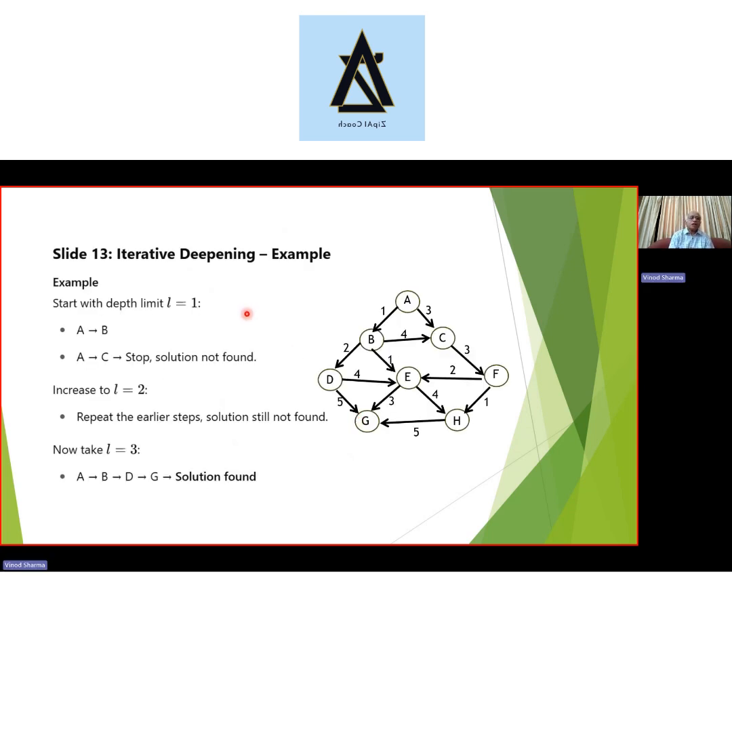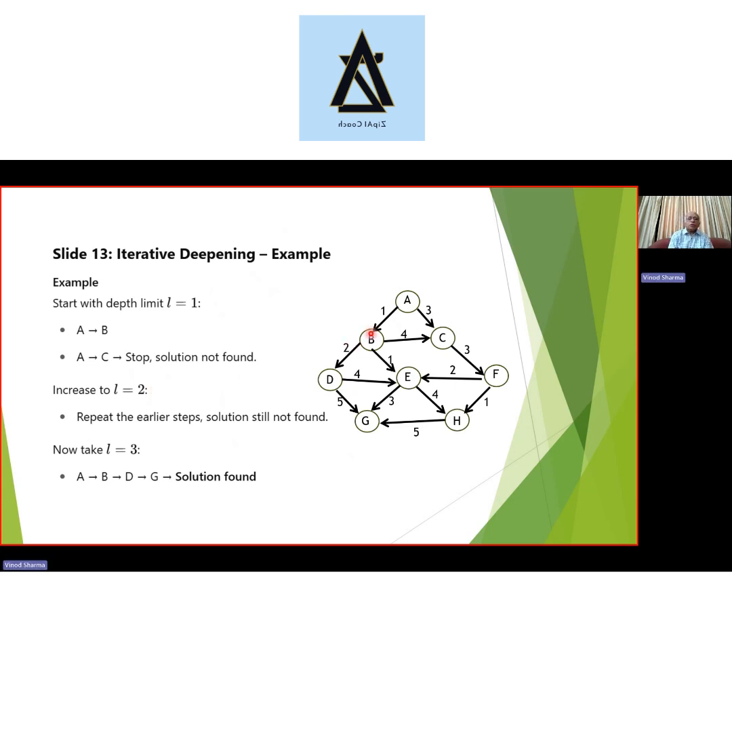Example, same example. For iterative deepening, you start with L equal to 1. So you visit all nodes at depth 1. The nodes at depth 1 are B and C. You stop at L equal to 1 here. You have not found the solution. Now you increase to L equal to 2.